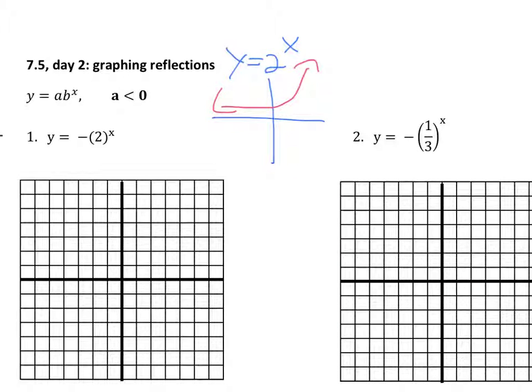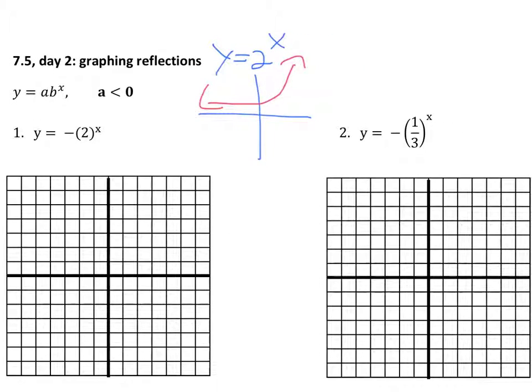All right, guys, second day of graphing exponential functions. What we're going to do is focus on reflections. When I talk about reflections, what I mean is we're going to make this a value negative. What's going to happen is the original graph is going to flip over the x-axis.